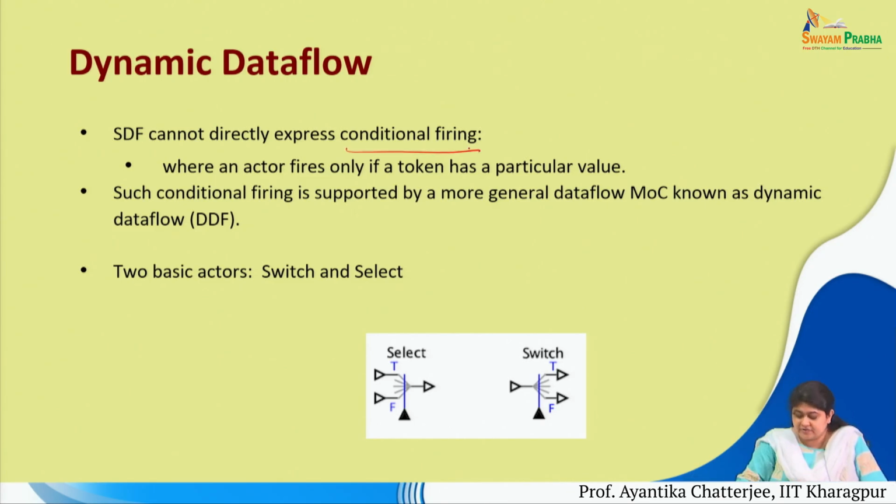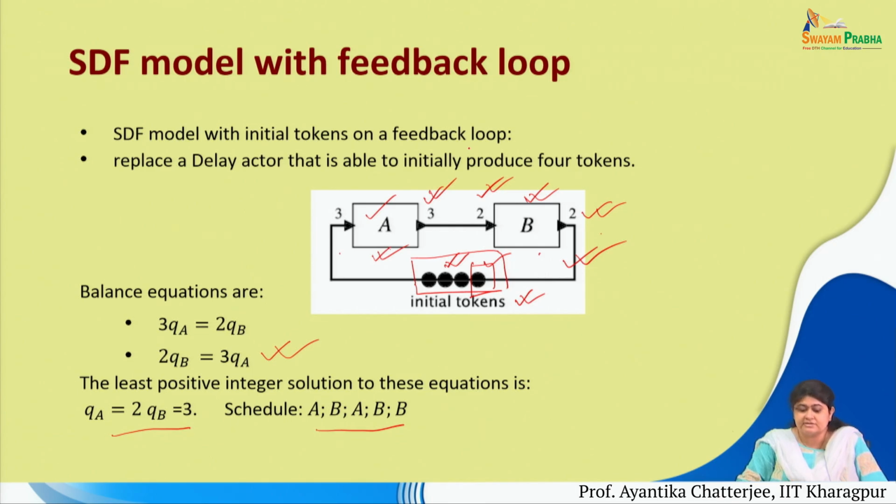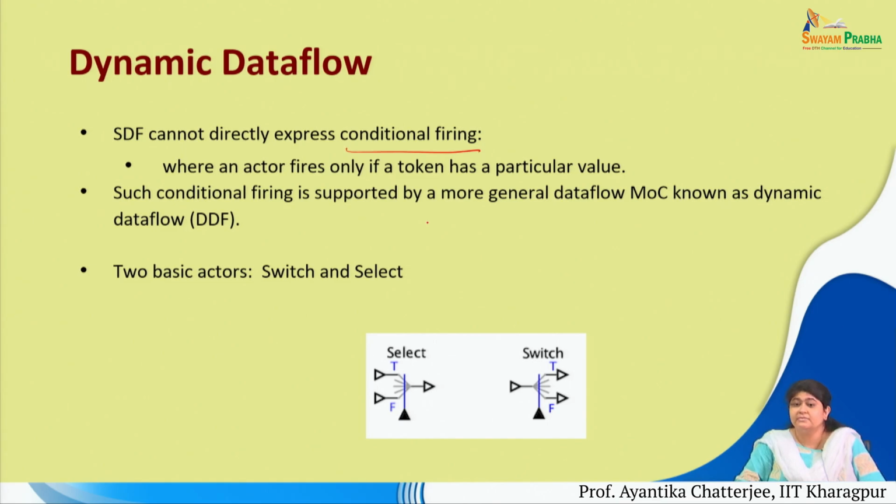By conditional firing we mean that here we are considering A is generating some output token and B is consuming it, that is it. But when will A produce the token and when not? That comes under the conditional firing, and this part cannot get handled by SDF. That is why we are discussing some dynamic data flow where these conditions are considered, where an actor fires only if a token has a particular value.